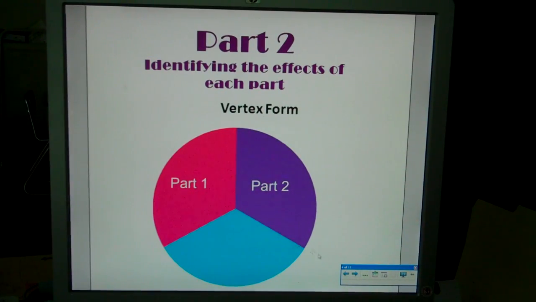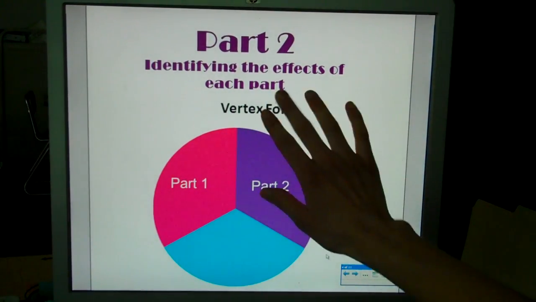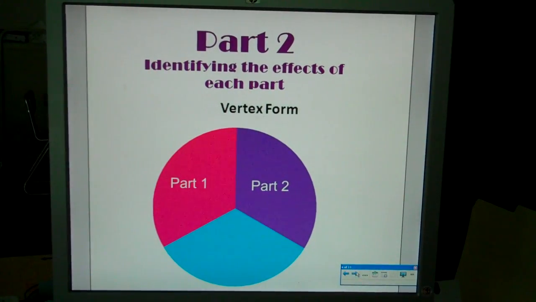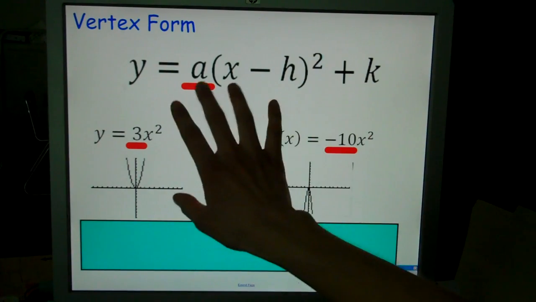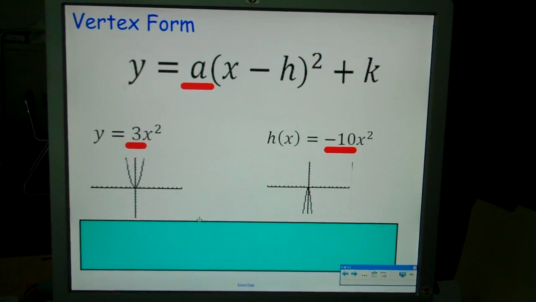Here we go, part 2. Identifying the effects of each part. Some of this is going to be a review. Here we go. Vertex form. Again, there's vertex form. Write it down again. I'm not kidding you. You have to memorize these formulas.